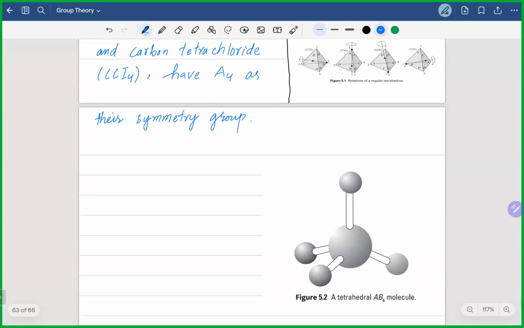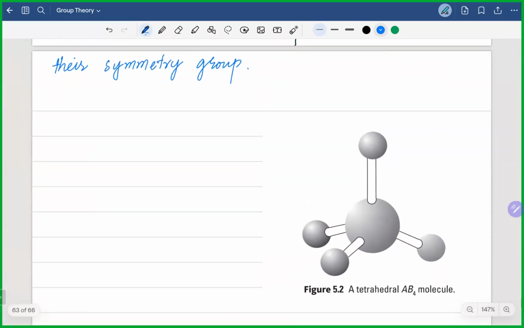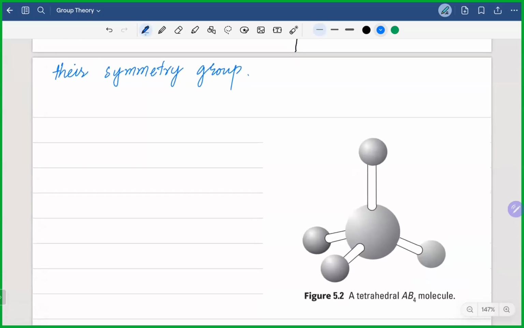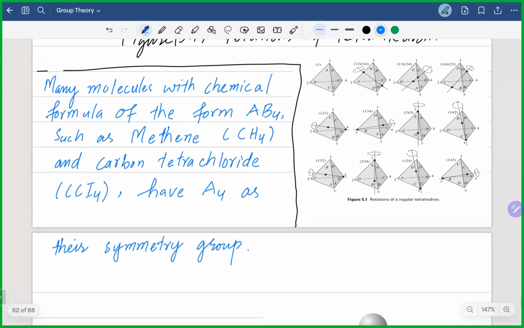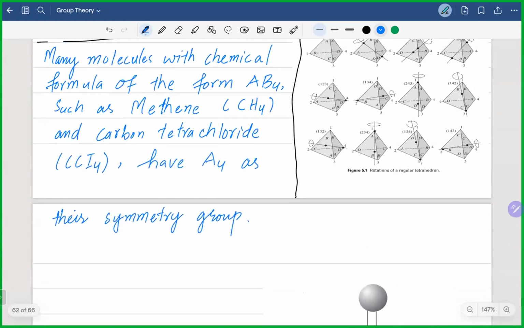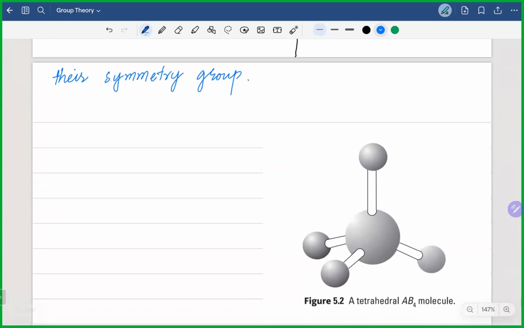Now this is the figure. This figure is the tetrahedral AB4 molecule. This figure shows, and you can see, it has similar symmetries to the rotations of this regular tetrahedron. So all these molecules have this kind of shape, which has A4, the alternating group on 4 elements, as its symmetry group.